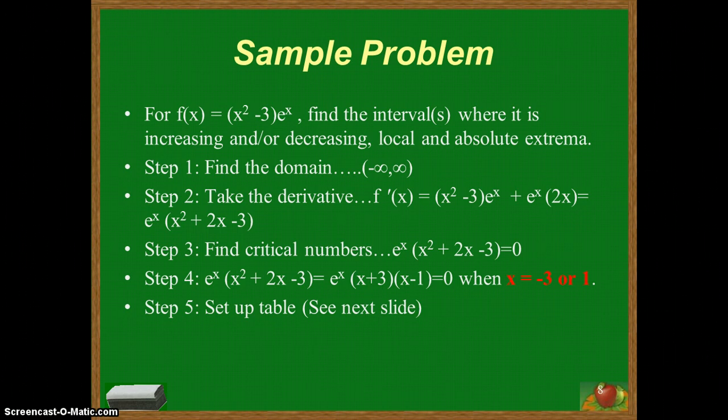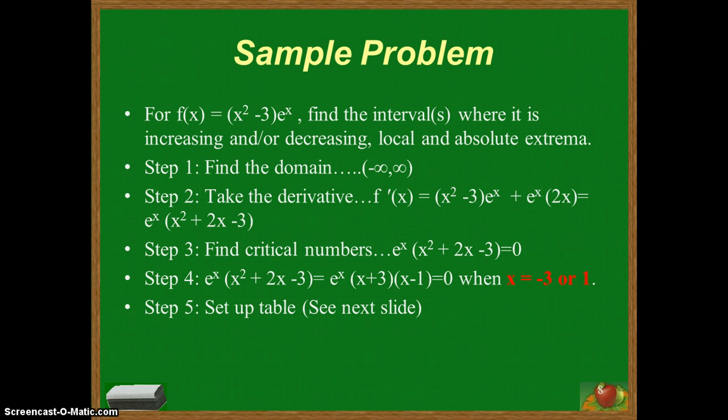Sample problem. For f of x equals x squared minus 3 times e to the x, find the interval where it is increasing or decreasing, and also local and absolute extrema. Step 1, find the domain, which in this case is negative infinity to infinity. Step 2, take the derivative. Well, we have to use the product rule here, and if you see, the derivative simplifies to e to the x times the quantity x squared plus 2x minus 3.